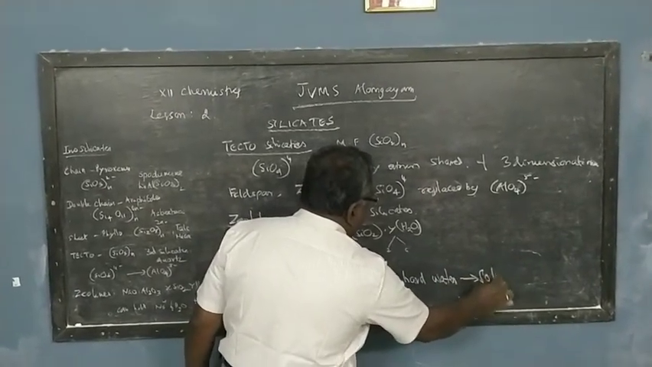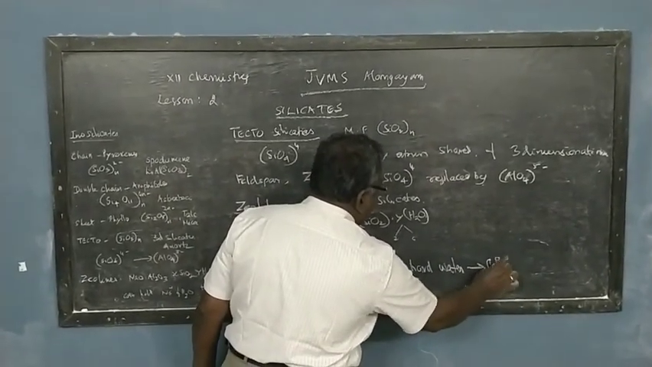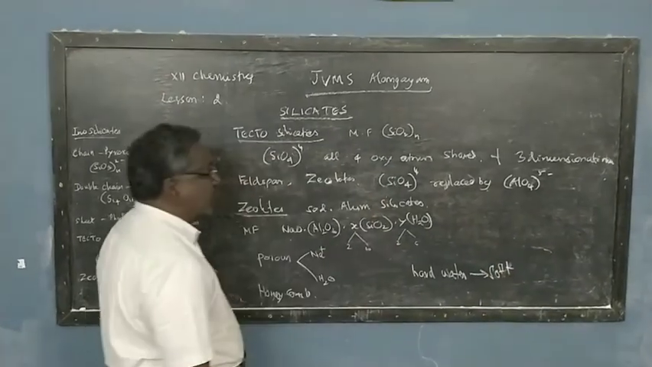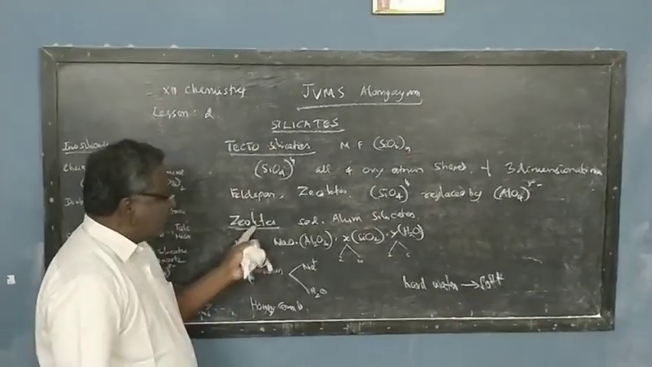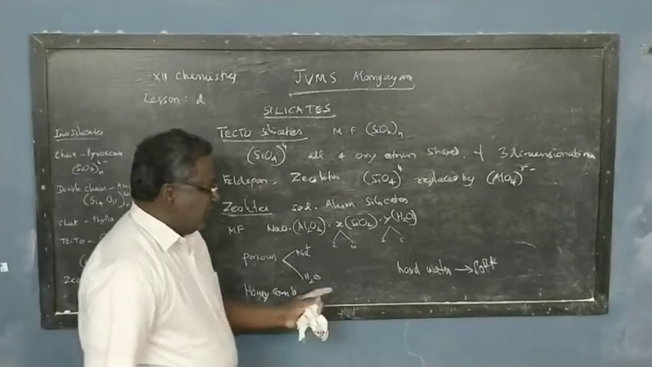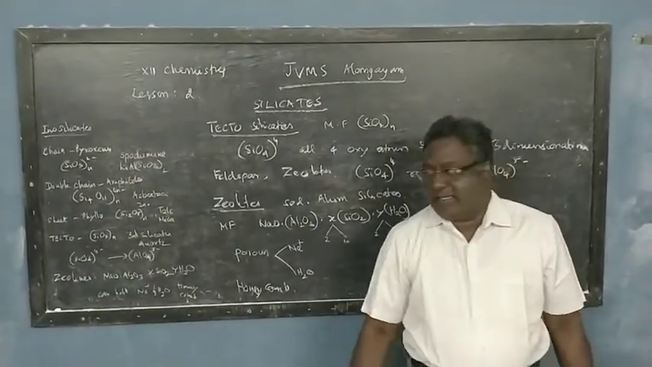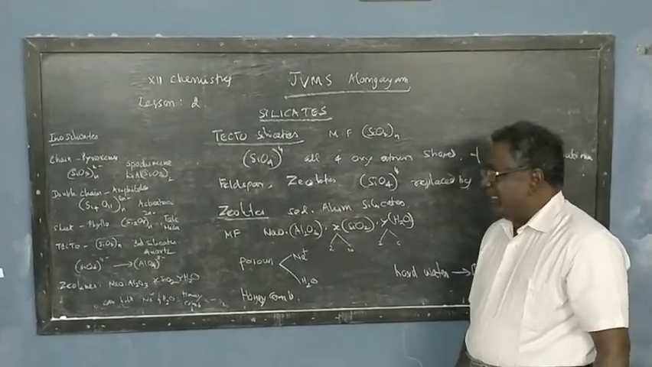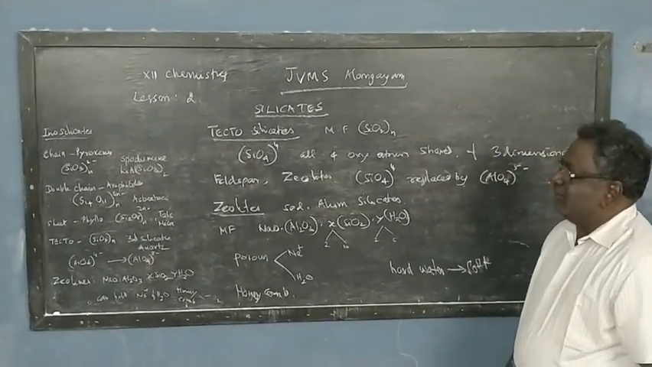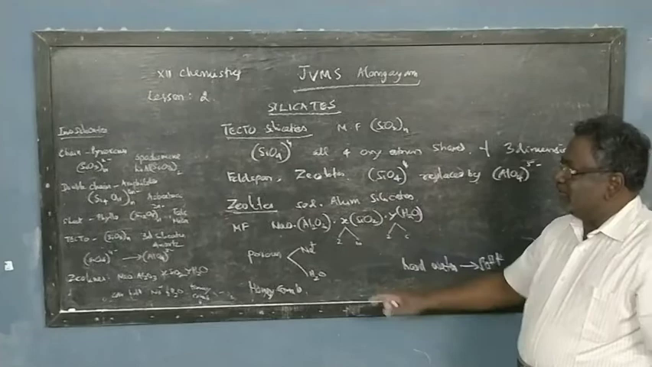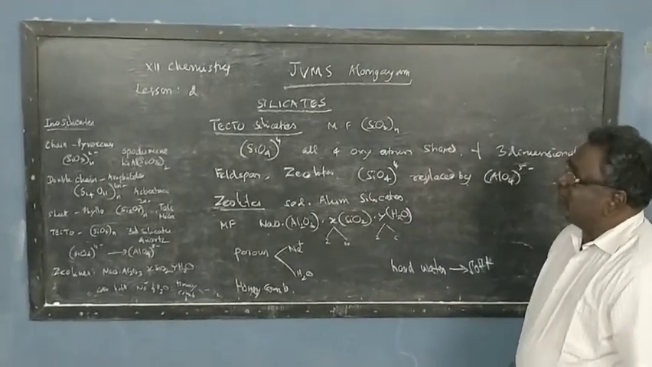Right? That we have studied in plus one itself: how to convert hard water into soft water. For that, one of the techniques used is zeolite. Zeolite is the one which removes the hardness of the water. That is the main application of zeolites. Therefore, it's always better to have some knowledge about the zeolites also, right?